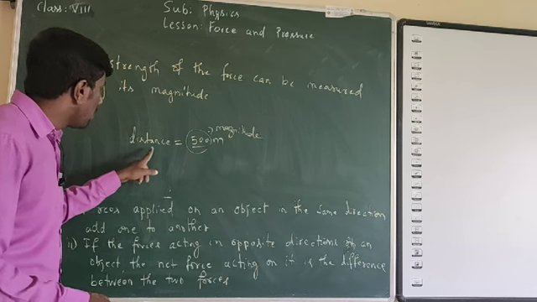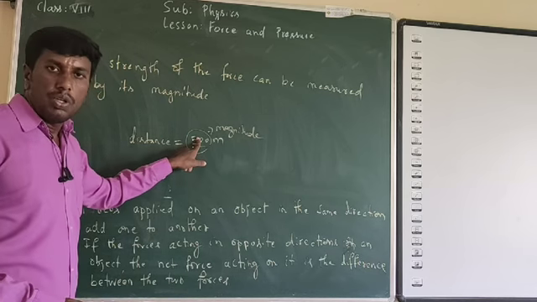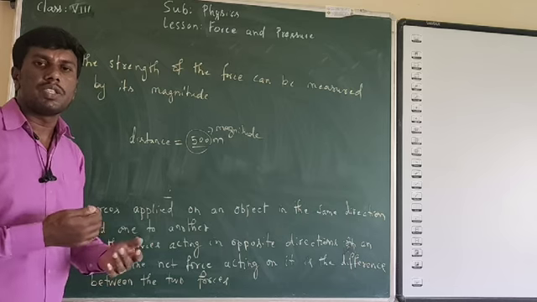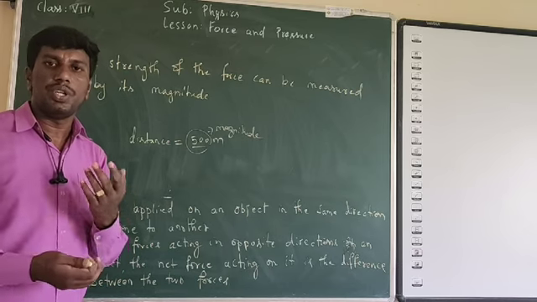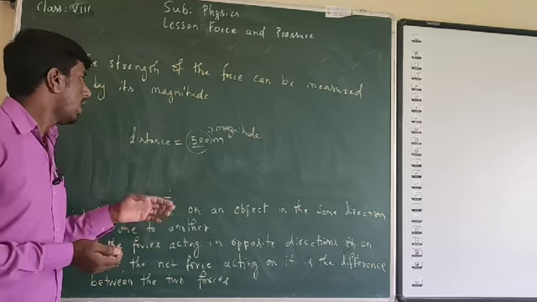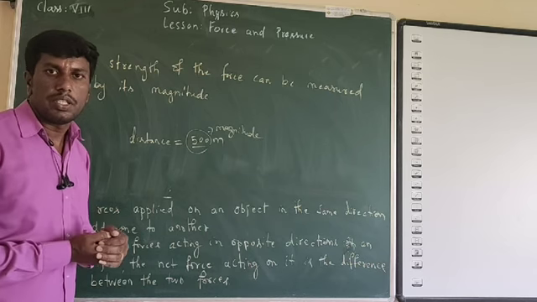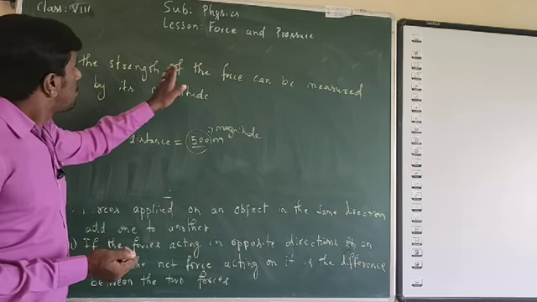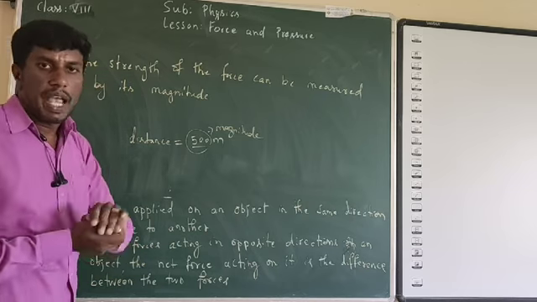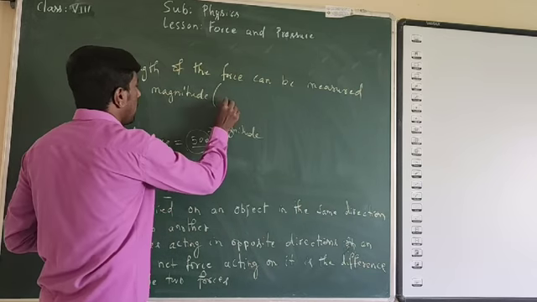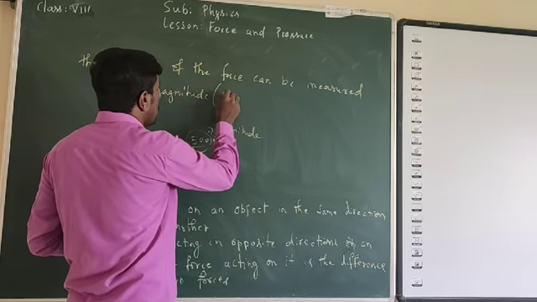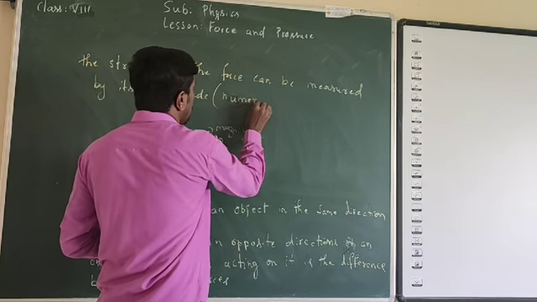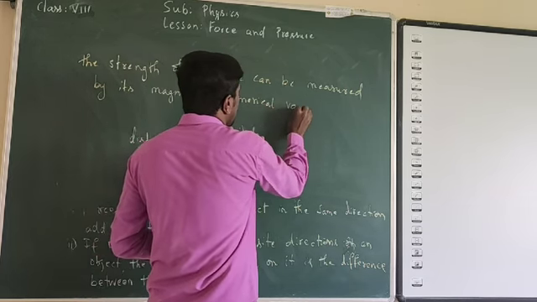So this is a physical quantity. Magnitude. Meter is the SI unit. That is the unit. Every physical quantity has its own standard unit. So this is the SI unit of distance. Similarly, the strength of the force can be measured by its magnitude. You can write exactly what the magnitude is: it is the numerical value of the physical quantity.